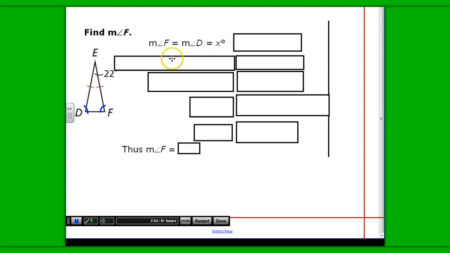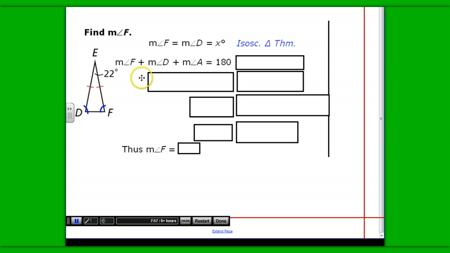So let's go through this. We know that angle F equals angle D. So we don't know what the number of degrees is. That's what we're setting out to find, right? That's our isosceles triangle theorem. So we can say that the measure of angle F plus the measure of angle D plus the measure of angle, this should say E, is 180, and that is our triangle sum theorem. Isn't that funny? They've done another typo.